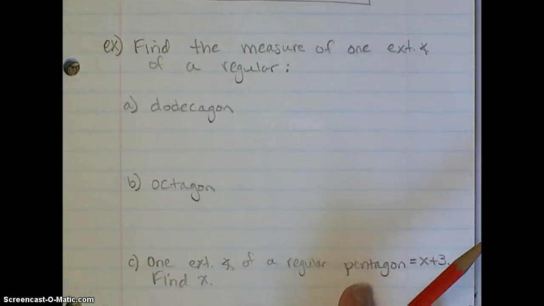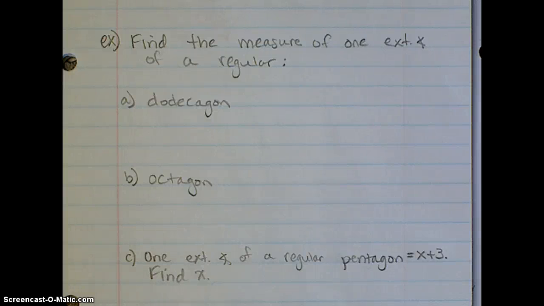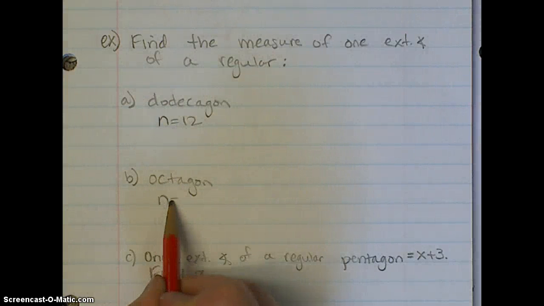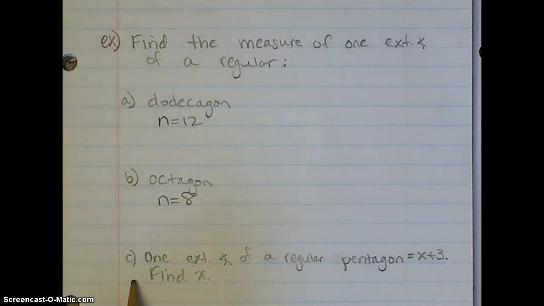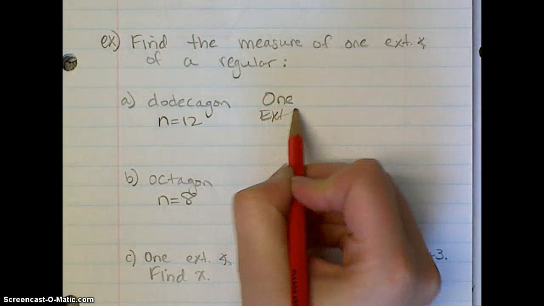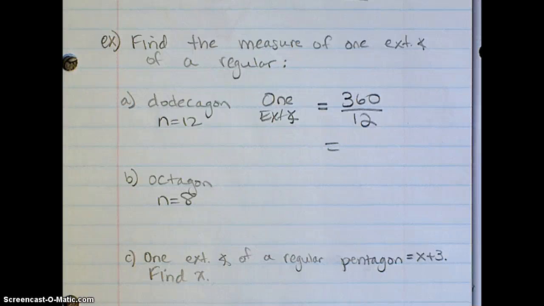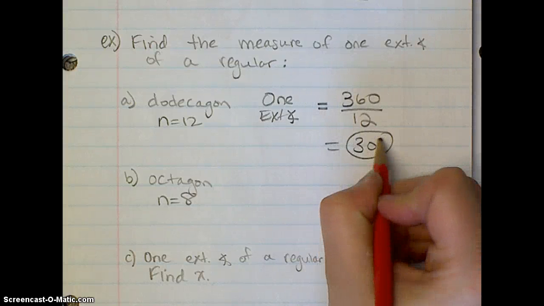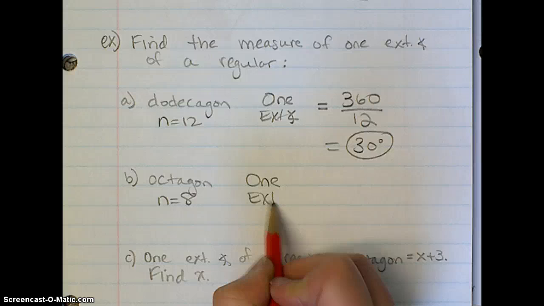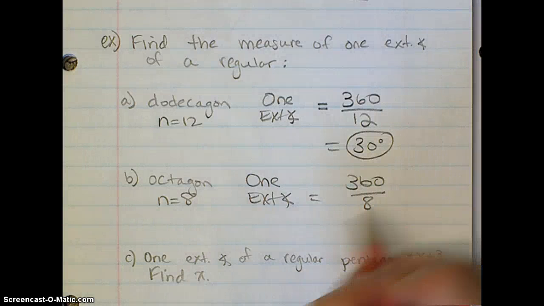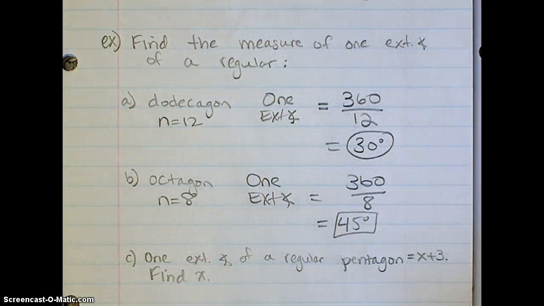Okay? Take a second to jot down these three examples. We're finding the measure of one exterior angle of a regular dodecagon. Remember, that's 12. Octagon, 8. And then part C, we'll talk about together. So for one exterior angle, we have 360 divided by n, which is 12. All you have to do is type that right on your calculator. 360 divided by 12, we get 30 degrees. Same thing here. One exterior angle equals 360 divided by 8, which is 45 degrees.